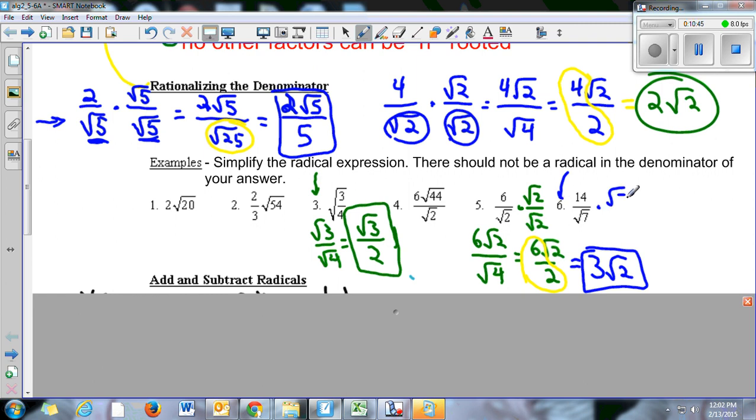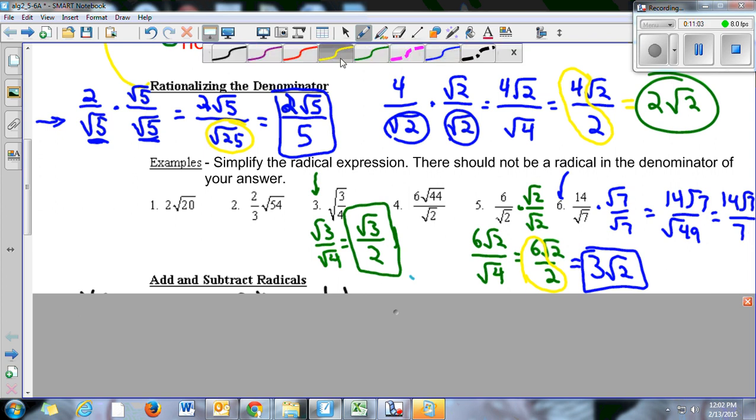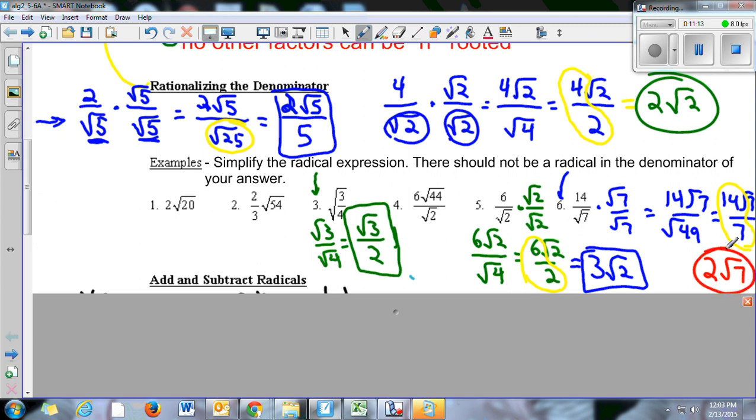So multiplying by the square root of 7 over the square root of 7, which gives me 14 radical 7 over the square root of 49. I know that that's 14 square root of 7 over 7. But again, I can reduce that. And so my new answer, we'll go with red: 14 divided by 7 is 2, and I've got my square root of 7. Got it. We'll talk more about these in class, especially problems like numbers 1 and 2. Show you how to simplify this stuff out.